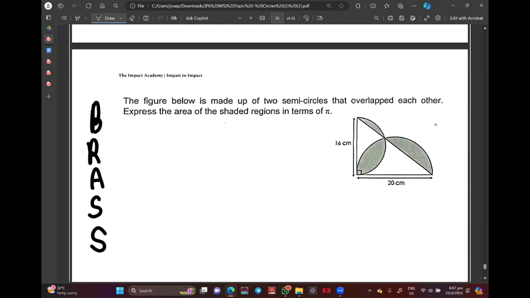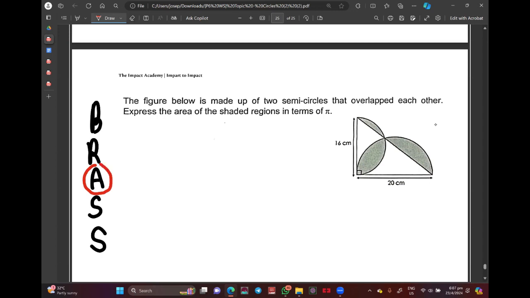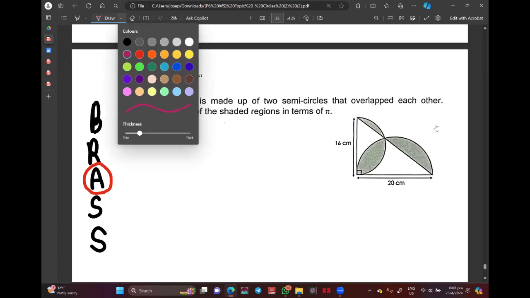these are the 1, 2, 3, 4, 5 concepts that we have in circles. In this question, we are talking about the A. A stands for algebra. The first one, B, stands for big minus small. In this situation, there's no big minus small. R stands for rugby ball. A stands for algebra. S stands for shifting. Last but not least, square minus quadrant. Now I'm going to use the algebra method to solve this question.